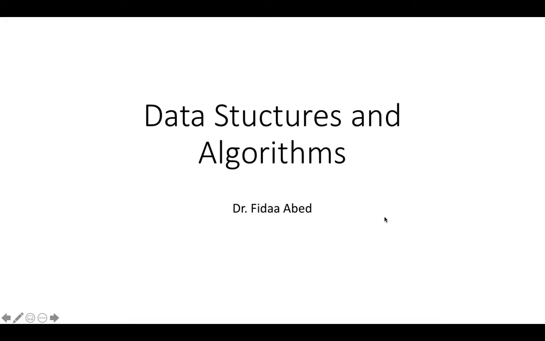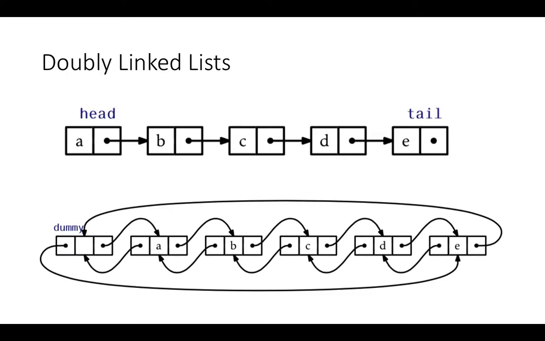Hi, today we are going to talk about doubly linked lists. In the last video, we saw the singly linked list. In that list, we have nodes. Every node is pointing to the next node. We call the first node the head and the last node the tail. And we saw how we can use the singly linked list as a stack and also as a queue.